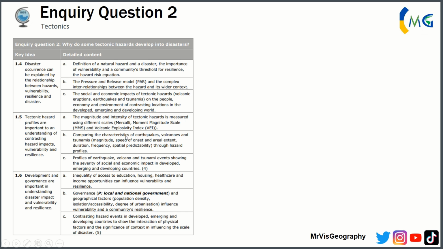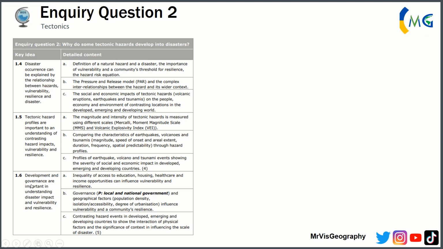We also look at the characteristics of earthquakes, volcanoes, and tsunamis, so the speed of onset, magnitude, hazard profiles, basically. We look at the profile of each hazard and how the severity of the social and economic impacts. We have a look at the access to education and how that affects people's vulnerability and resilience.